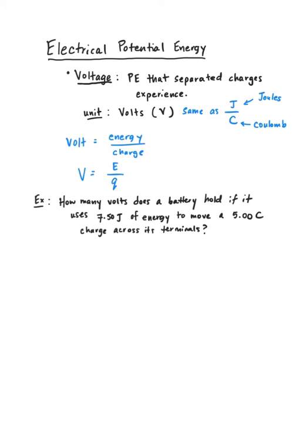Batteries are rated on voltage. In this example, we're going to think about how many volts a battery holds if it uses 7.5 joules worth of energy to transport a 5 coulomb charge across its terminals. So, if we know something about an energy requirement and a charge that's associated, we can calculate a voltage. Here, the energy is 7.5 joules, and the charge, 5 coulombs. 7.5 divided by 5 is 1.5 volts.